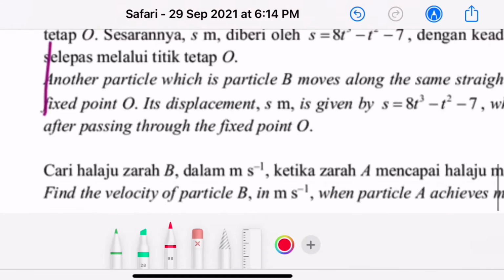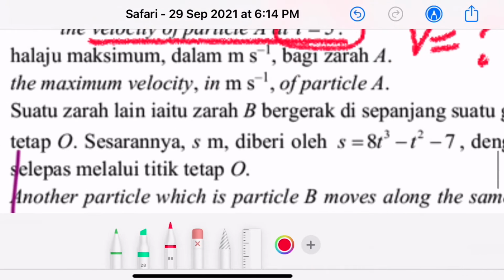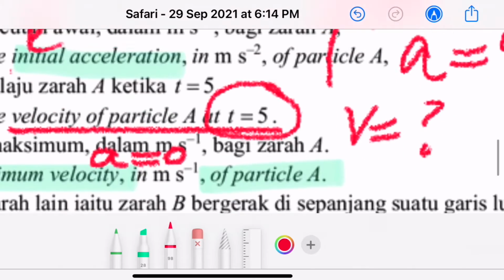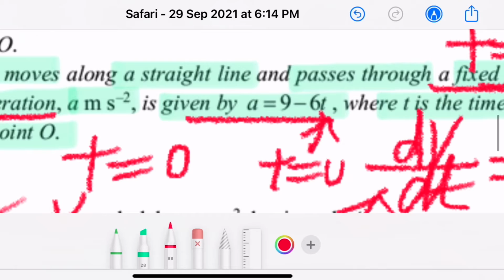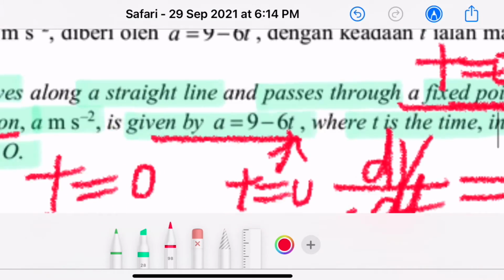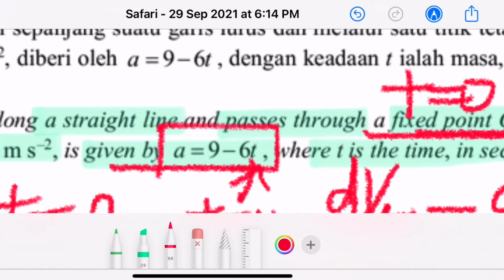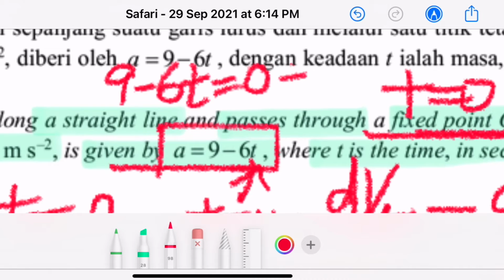So let's move on to part B. The maximum velocity of particle A. Whenever we see the maximum, we will make the acceleration 0. Alright? So when a = 0, what is the time? Let's find the acceleration first. Acceleration is equal to 0 when velocity is maximum. So 9 - 6t = 0. That means t is 3 over 2, right?